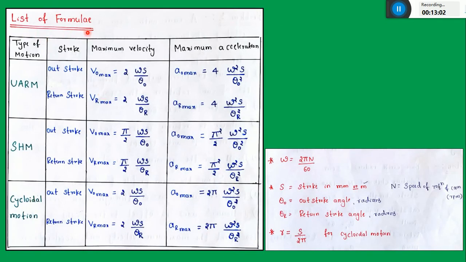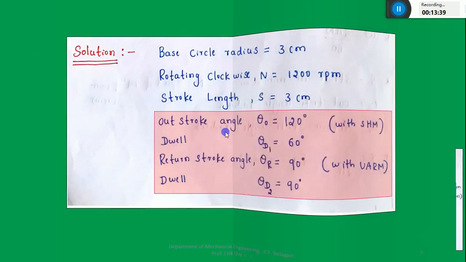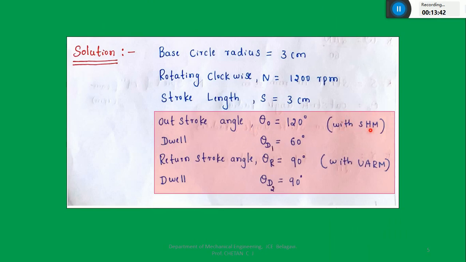Yeah, we'll go to the next slide. That is a list of formula. So out of these three sets of formula, which one do you have to use? It is given that the outstroke motion of the follower is with simple harmonic motion, correct? So I'll take this one. The outstroke is with simple harmonic motion, so I'll consider these two formula to find the maximum velocity and the maximum acceleration of the follower. Please note this. It is given in the problem: the outstroke angle is 120 degree with simple harmonic motion.